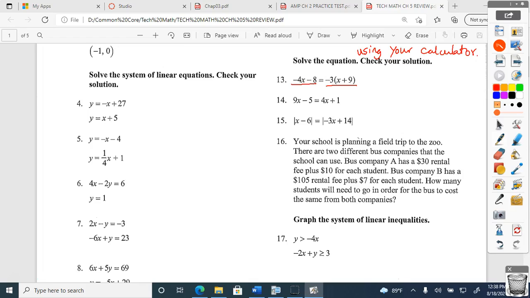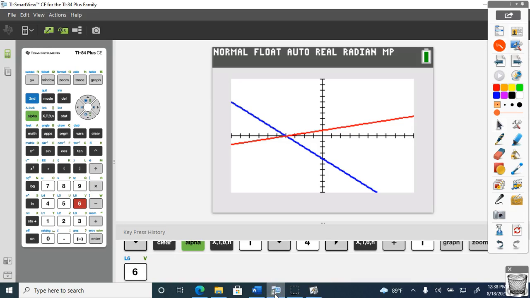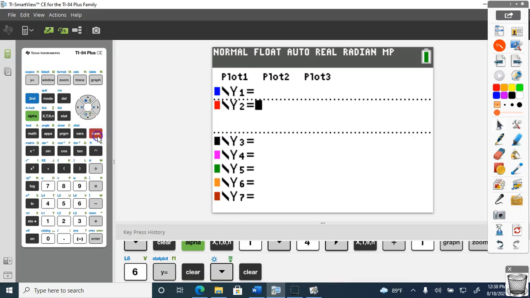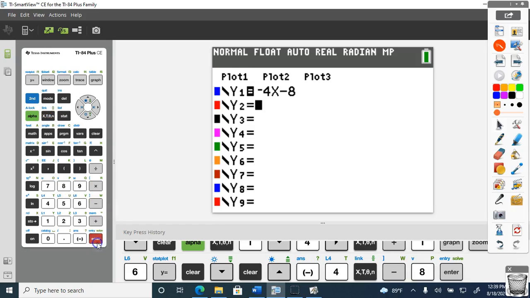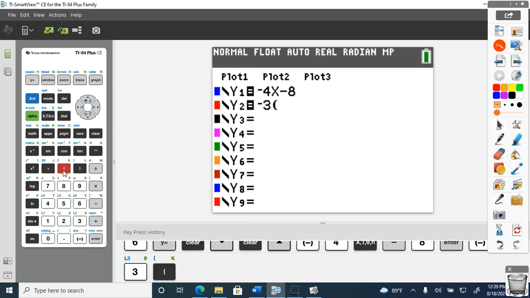So let me go to my calculator, and I'm going to need y'all's help again because I'm going to need you to read it to me. So the left side of that first equation. Oh, so we're about to graph some? Yep, just like you're about to graph some. And you're going to put, for one of the y's, the left side of the equation, and for the other y, the right side of the equation. So what's the left side of the equation? -4x minus 8. Okay. Enter. And then the right side of the equation is what? -3x plus 9. Close parenthesis? All right.